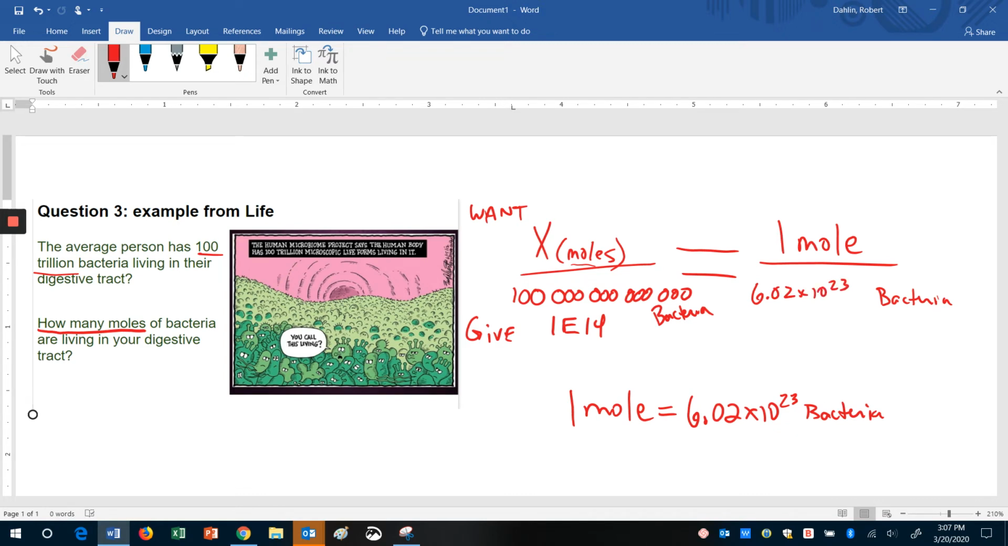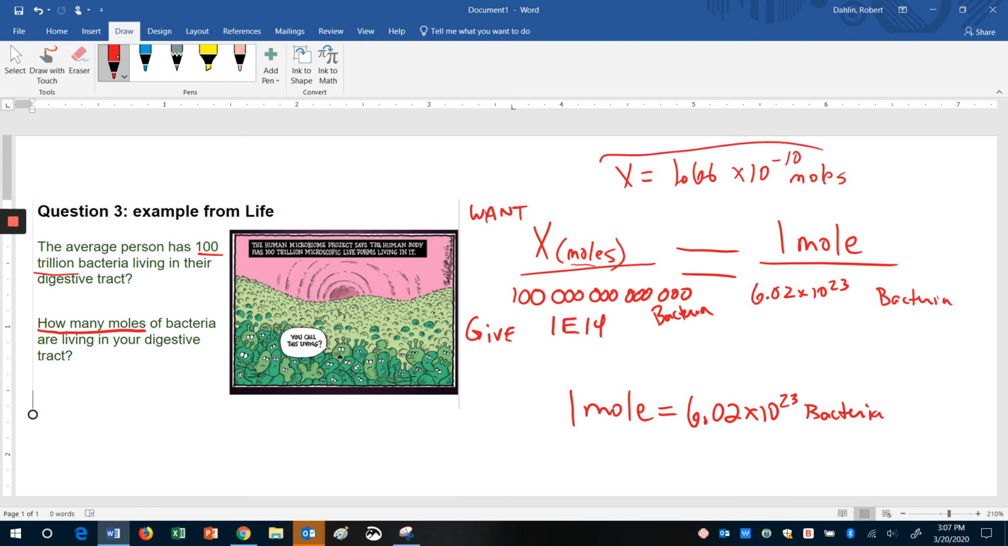Now we start typing into our calculator. Again, power of 10 here. Using your capital E function is going to save you a ton of time. I'm going to take my 1, I'm going to divide it by my 6.02 times 10 to the 23rd. And then I'm going to multiply that by 100 trillion. Again, I'm going to do that as a 1e to the 14th. And when I get my answer, this is what it gives me. X equals 1.66 times 10 to the negative 10 moles.